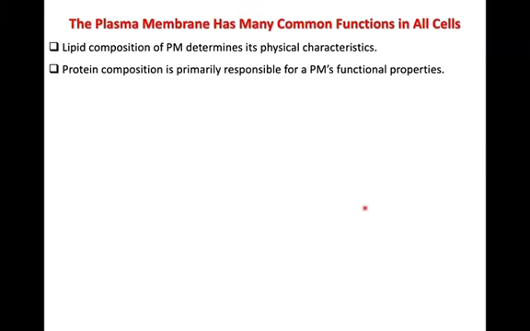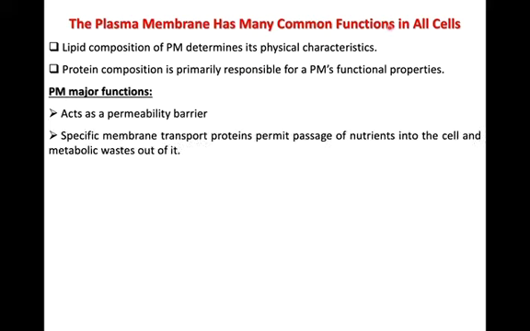So the plasma membrane actually has many functions that are related to the cell, and it has many functions common to all cells. Its lipid composition determines its physical characteristics, and its protein composition is primarily responsible for the functional properties of the plasma membrane. So the major function is that it acts as a permeability barrier.